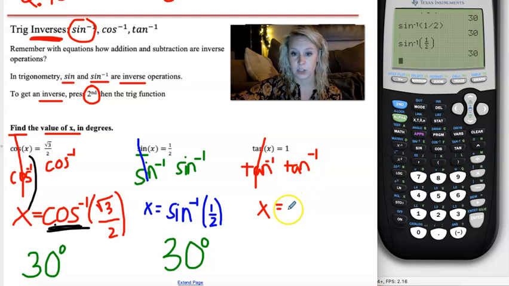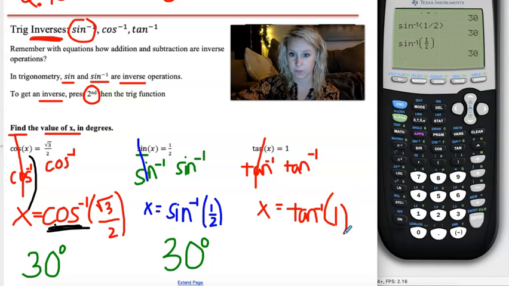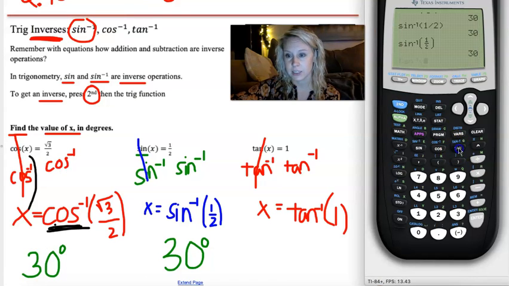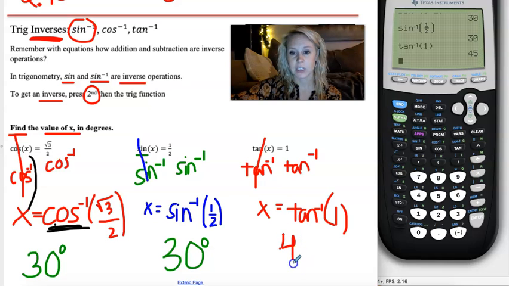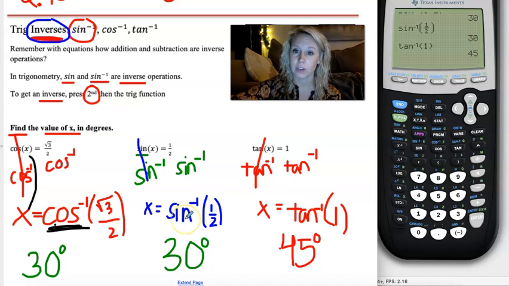equals your trig. So tan, tangent, -1. And then the number 1 is in parentheses. Okay? So first, hit second tan and number 1 and close it. 45. So that one's different. So 45 degrees.